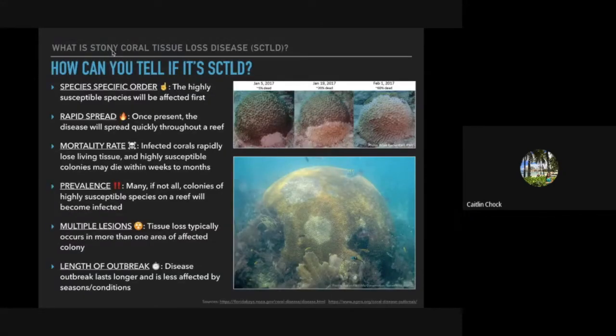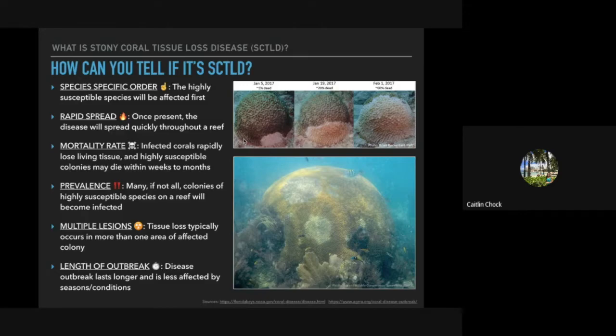Okay, so a little bit about how we can tell if what we're looking at is stony coral tissue loss disease. So again, it goes in a species-specific order. Highly susceptible species will be affected first, and we're going to go through which species those are. It spreads rapidly, so once present, the disease will spread quickly throughout the reef. Like you saw in the video from Mexico, a lot of the coral colonies are infected.